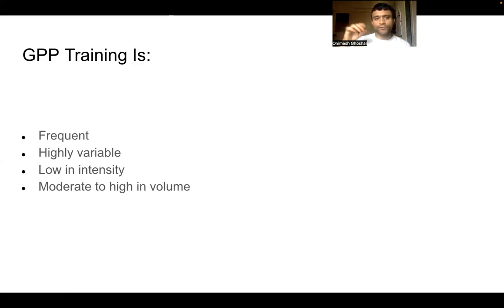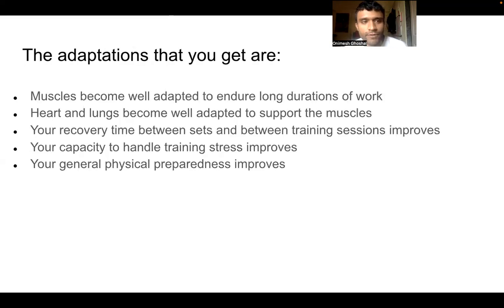Every week you will make sure your training is frequent, highly varied, and low in intensity, and the volume is moderate to high. So you start off with moderate volume, but if you're able to cope with the training stress, then you basically increase the volume week after week. You do not increase the intensity or the variability or the frequency of training. Those things are already there. You play around with the volume of training week after week within that basic mesocycle.